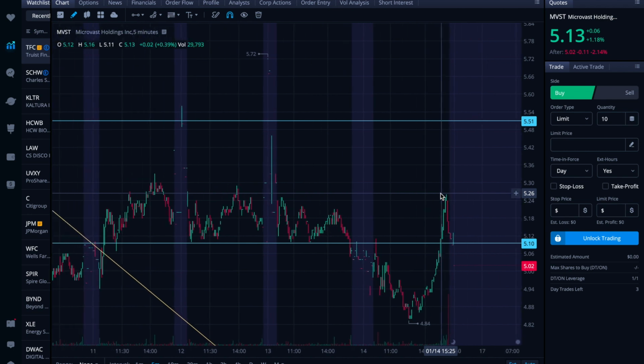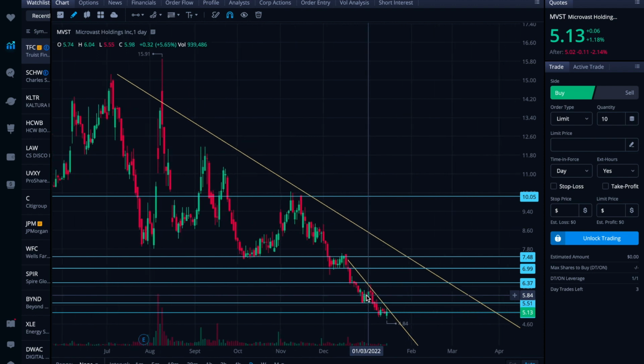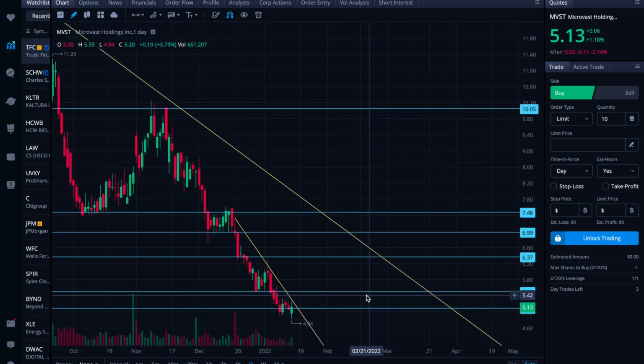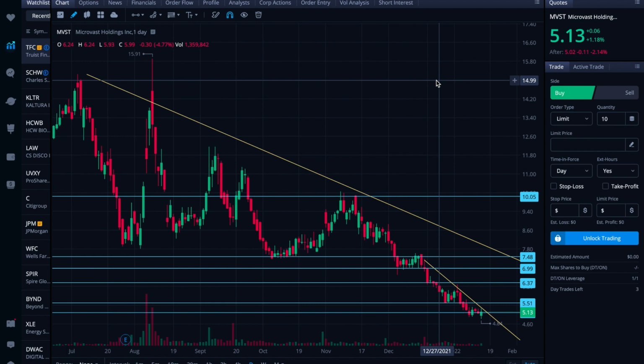But that's my take on MVST at the moment. Those are levels that I would consider to be important at the moment, and trend lines that I would consider in play if I were trading it, which I don't currently have any position, just to be clear. This is too much of a crazy downturn with not a lot of shows of strength recently for me, but you never know when something can turn around, of course.